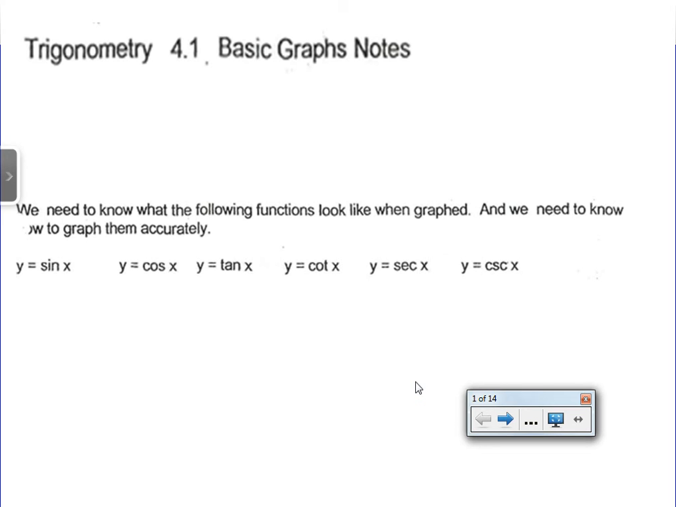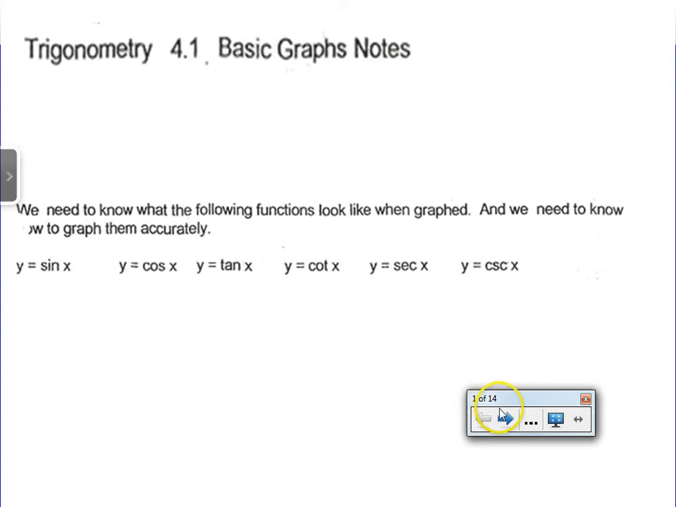So I expect you guys to know the basic graphs of several functions. The first two that we're going to talk about are just sine and cosine. Then tangent would be another kind. Cotangent, secant, and cosecant. So cosecant, cotangent, and secant are not really that difficult once you know the first three.